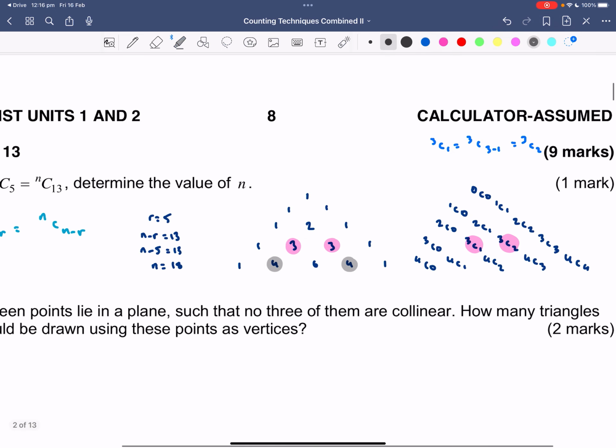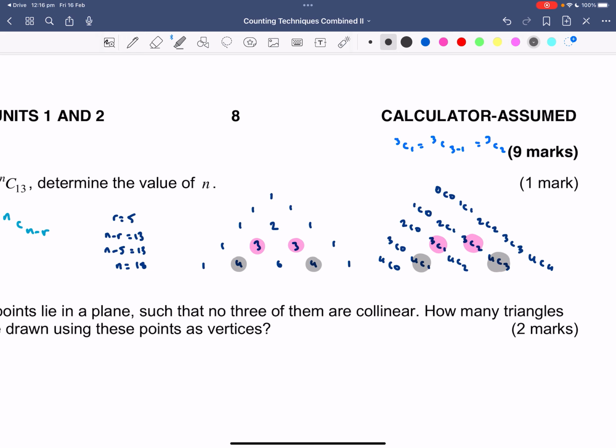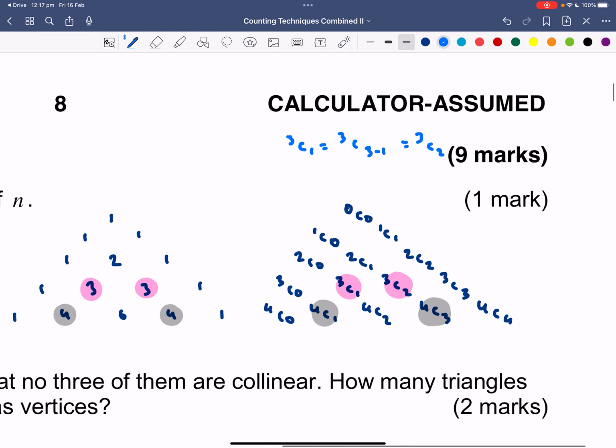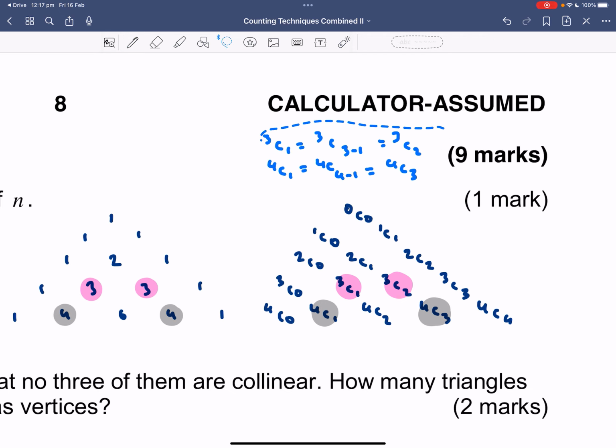That and that are the same. That and that are the same. What I'm basically saying is this: 4 choose 1 is the same as 4 choose 4 minus 1, aka 4 choose 3. So I'm just saying my rule again and again in different forms.